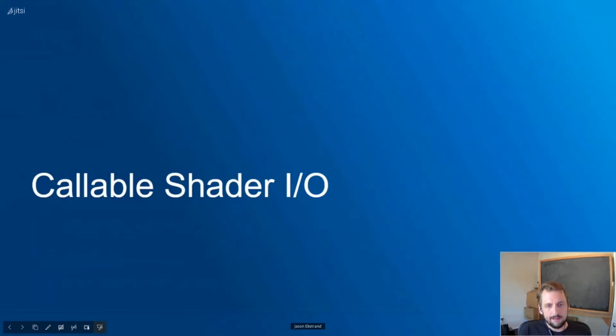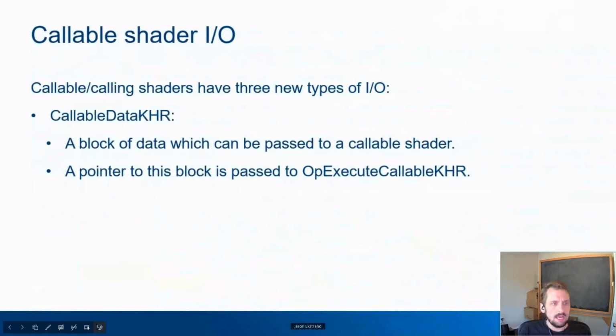The next thing we have to deal with is callable shader IO. In Vulkan, you have three new types of IO that are added for callable shaders. You have callable data KHR, which is a block that's passed to the callable shader. I mentioned that earlier. You have callable data KHR in the caller, and you have incoming callable data KHR in the callee. And those two blocks are supposed to alias each other, and that's the way the data is passed up and down the stack.